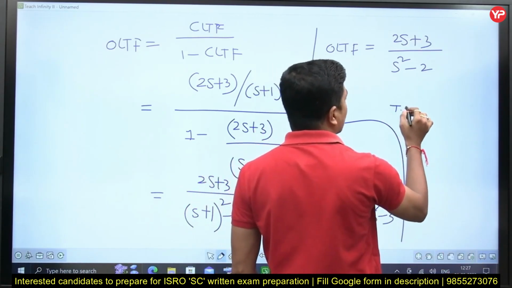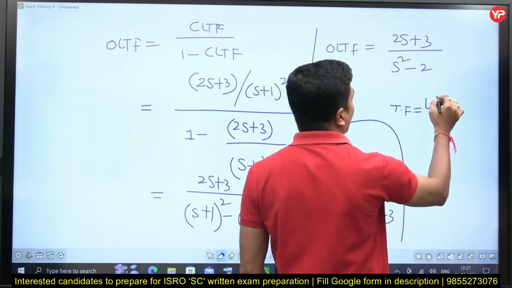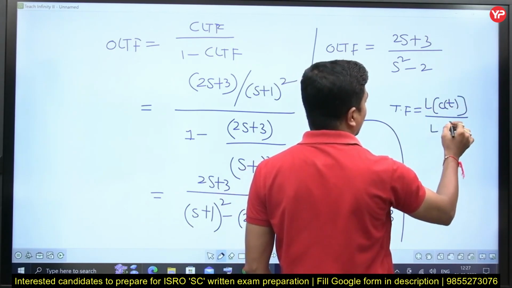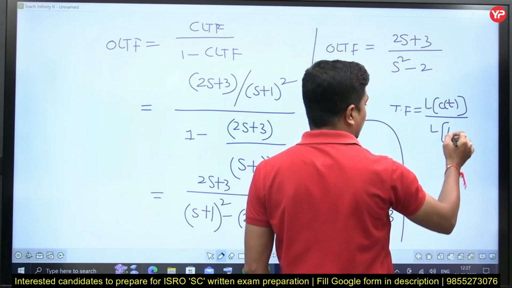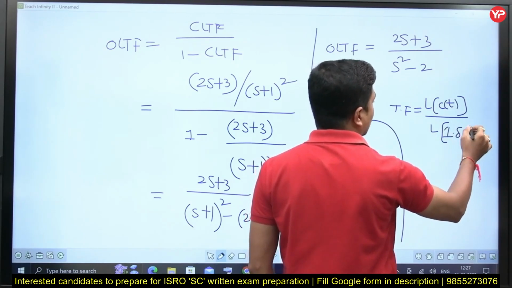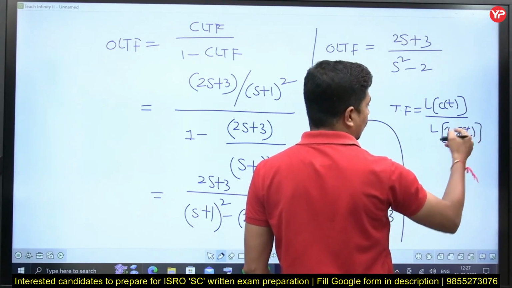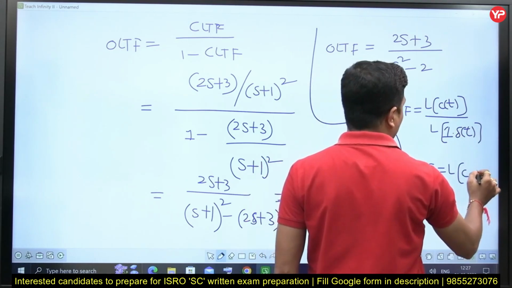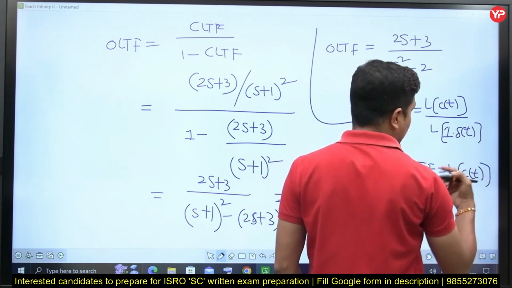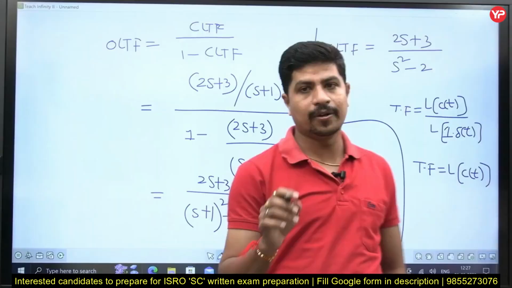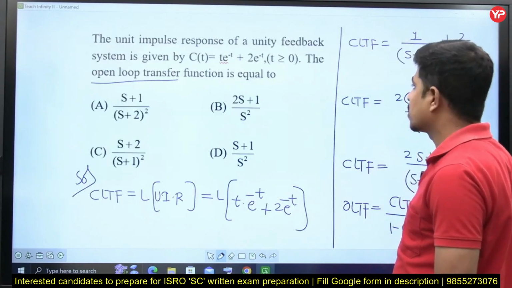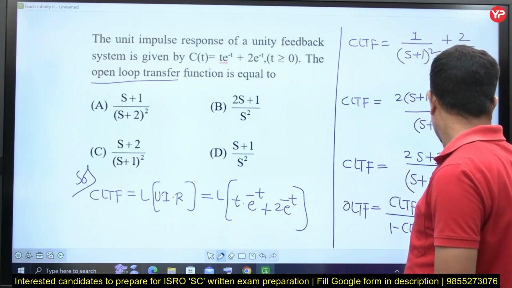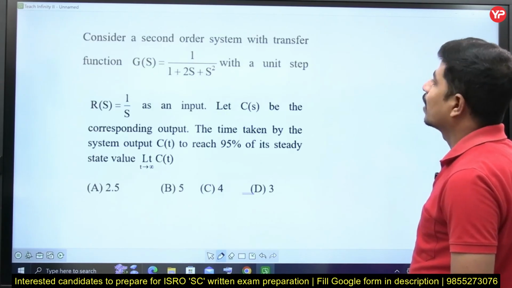Transfer function is equal to Laplace transform of output by Laplace transform of input. If your input is unit impulse, meaning 1 into delta of t, the Laplace transform of 1 into delta of t is 1. Therefore transfer function is equal to Laplace transform of simply c of t. This response is called the unit impulse response. That's what. Anyhow, with the options it is not matching, but the procedure is this one only. Do remember. Let's go to the next question.